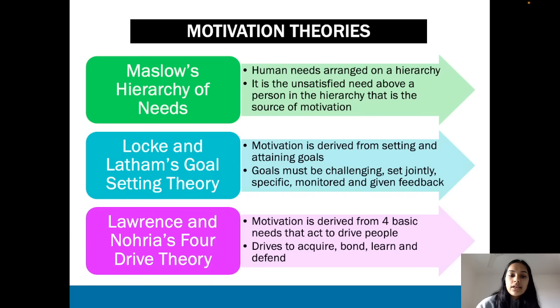And then we have Locke and Latham's goal setting theory. And this is where motivation is derived from setting and attaining goals. And within this theory, goals must be challenging, set jointly, specific, monitored, and also given feedback. So really important that those different aspects are considered when making goals. And then we have Lawrence and Nohria's four drive theory. This is where motivation is derived from four basic needs that act to drive people. And so the four drives under this theory include a drive to acquire, bond, learn, and defend. And remember that the drive to defend is a latent drive. And so that's only activated when there's an actual threat in the workplace.